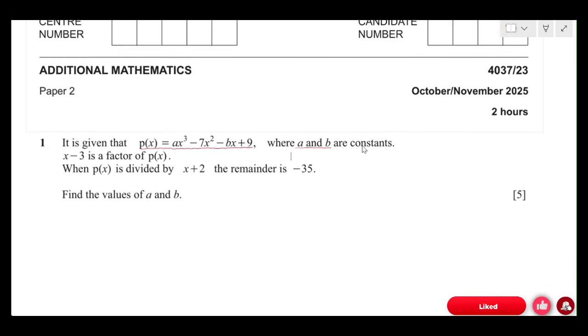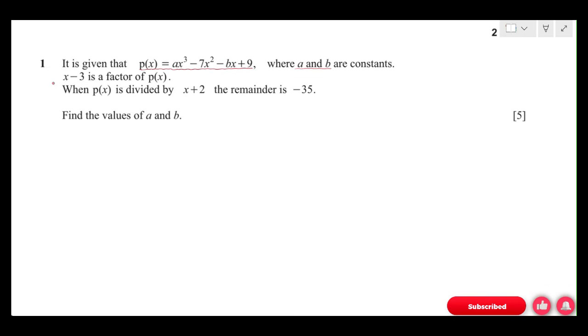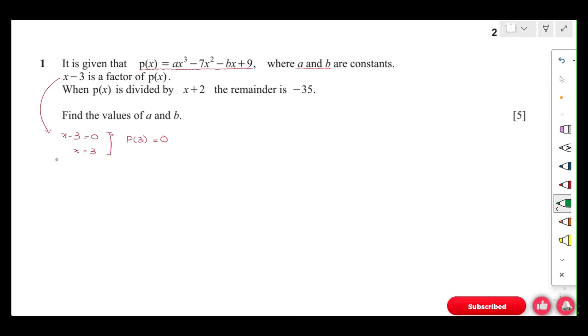Okay, so of the two pieces of information we are given, the first is that x minus 3 is a factor of p of x. So what does this mean? It means when x minus 3 equals 0, we can solve it, so x would be equal to 3. If it is a factor, it means when in the polynomial you put x equals 3, your remainder should be equal to 0. Now let me solve p of 3 equals 0. So just substitute the x value equals 3.